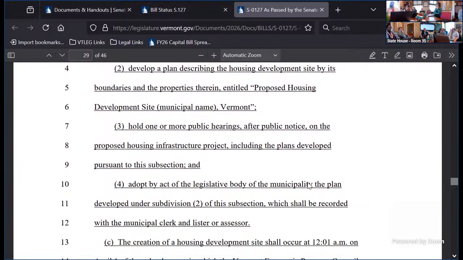Subdivision 3, hold one or more public hearings after public notice on the proposed housing infrastructure project, including those plans. So this means that there would be public hearings, and the members of that municipality would see the proposed plan for the infrastructure project, the plan site, the housing development itself, the expected cost, expected increment that's meant to be generated, all of those things.